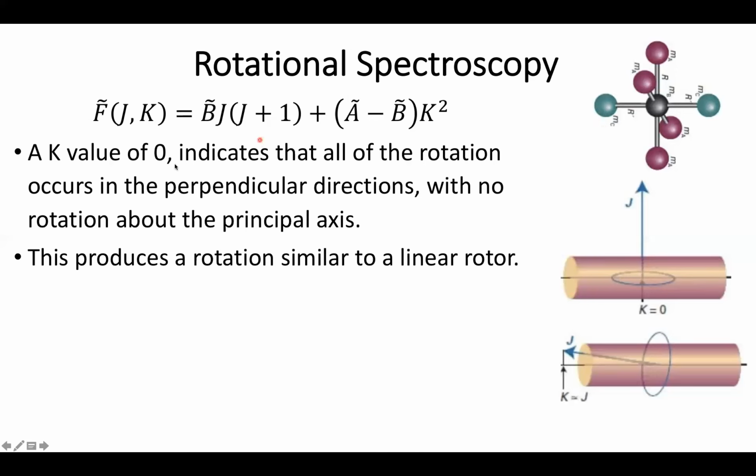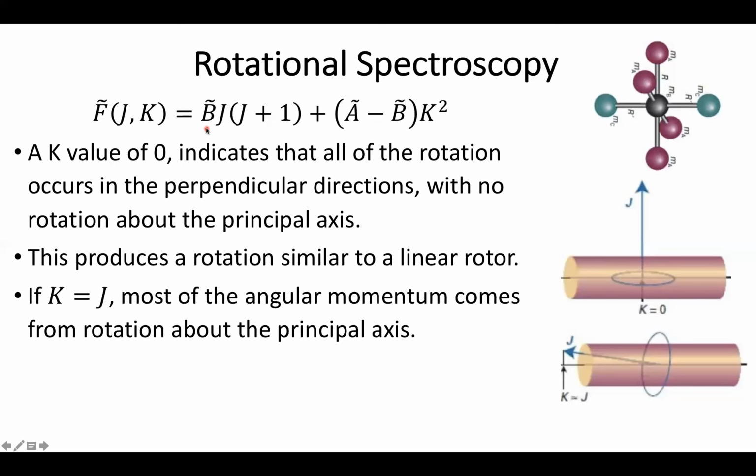So K equals 0. Essentially, I act like a linear rotor, and lo and behold, what we find is that my energy function is exactly that of a linear rotor, where again, the B term simply represents my rotational constant, the same exact thing it did when dealing with a linear rotor.